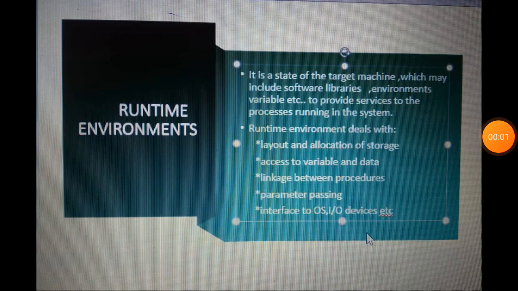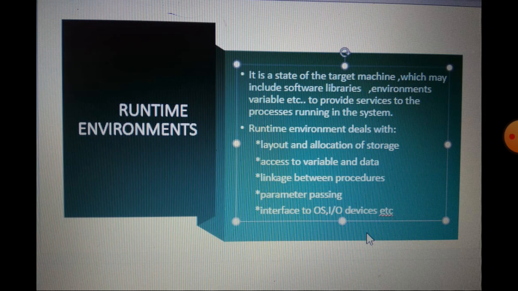Hi, my topic is storage organization. First of all, we have to discuss runtime environments. Runtime environments is a state of the target machine which may include software libraries, environment variables, etc. to provide services to the processes running in the system.